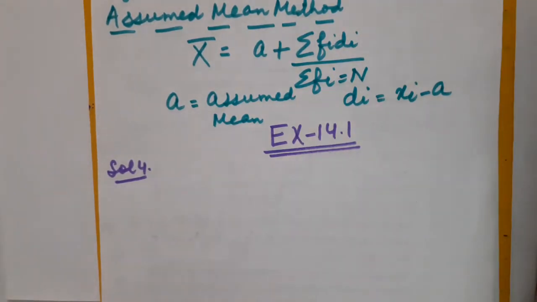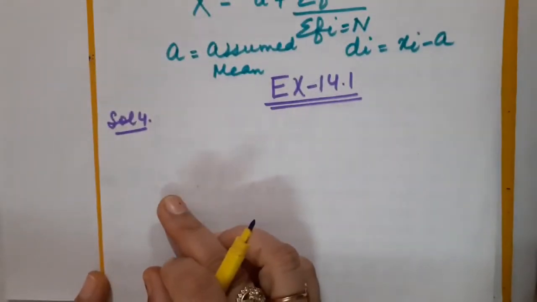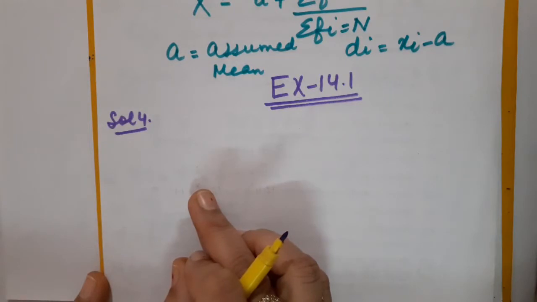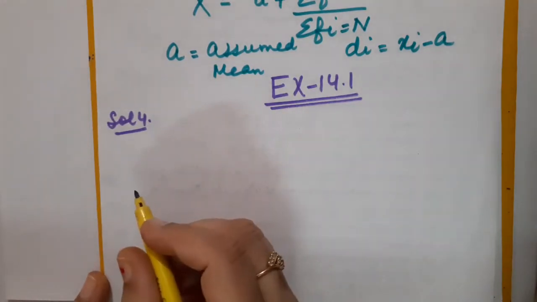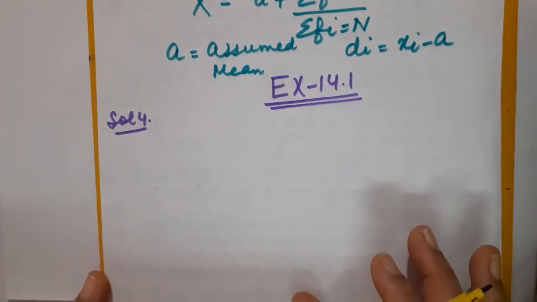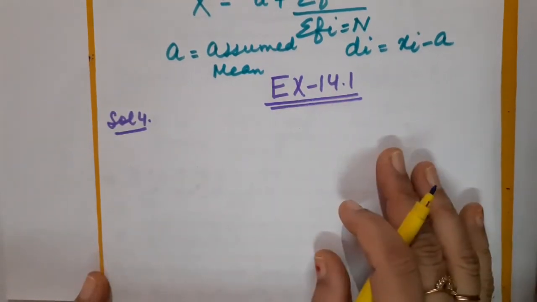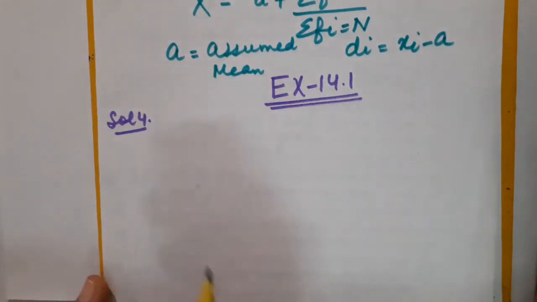So please understand the statement first of all. 30 women were examined in a hospital by a doctor, and the number of heartbeats per minute were recorded and summarized as follows. Now I am going to write the data of the 30 women whose heartbeats were recorded by the doctor. We are going to calculate the mean, though the question does not specify which method to use. But as I am introducing the new method, I will make you understand the question using the assumed mean method only.